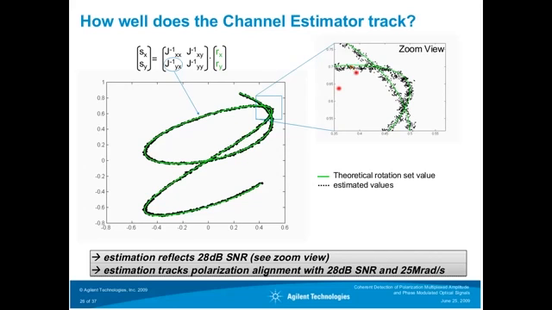And the noise in the estimation, of course, reflects the signal-to-noise ratio of the signal. So if you have a good signal, you have a good estimation. If you have a bad signal, then of course you would get a worse estimation. But you can still track, at 28 dB signal-to-noise ratio, a rotation of 25 megaradians per second.